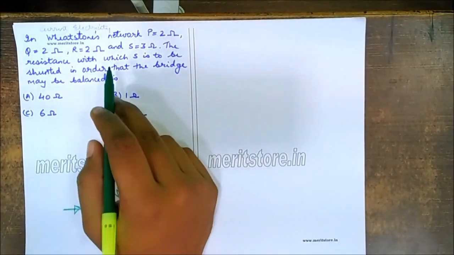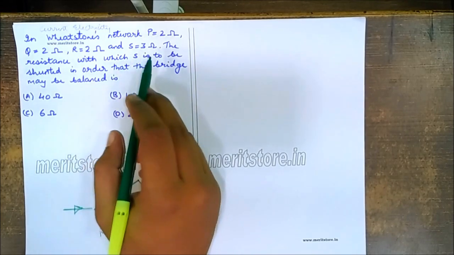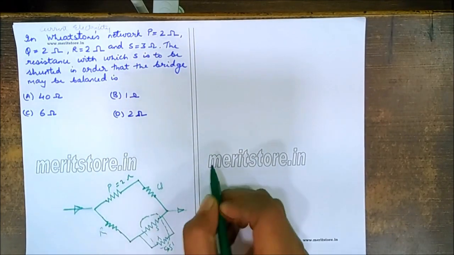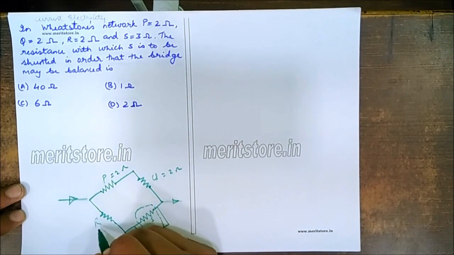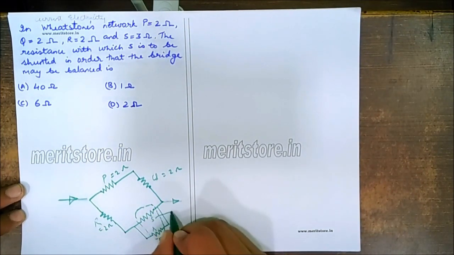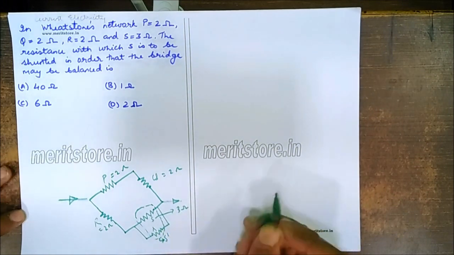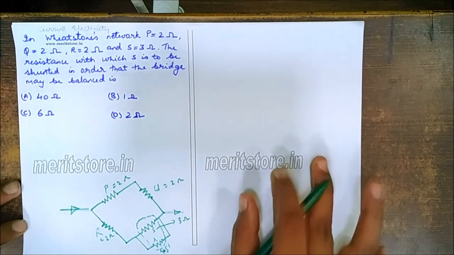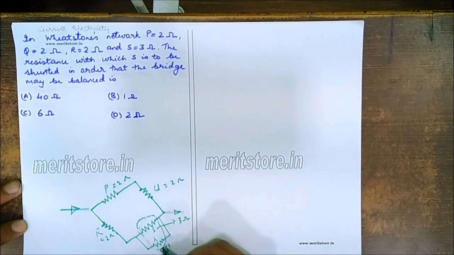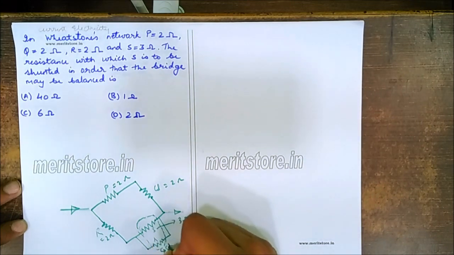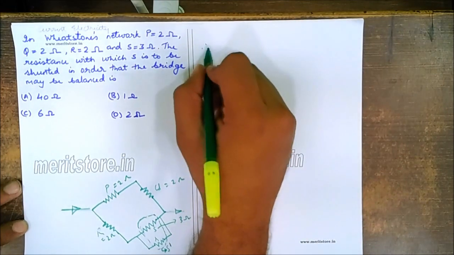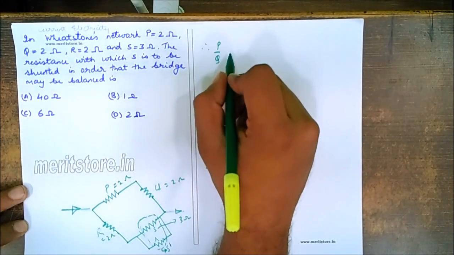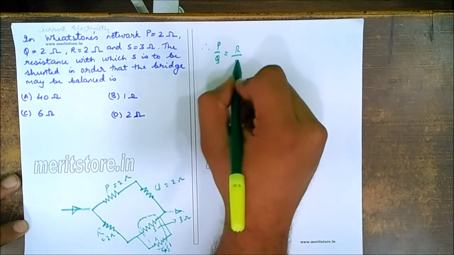The next chapter, current electricity. In a Wheatstone's network, P is equal to 2 ohms, Q is equal to 2 ohms, R is equal to 2 ohms, and S is equal to 3 ohms. The resistance with which S is to be shunted in order that the bridge may be balanced. Okay, so we can say this entire system that is to be shunted as S dash. So S dash includes S and R in parallel. So we say by Wheatstone's balancing bridge, P by Q is equal to R by S dash.